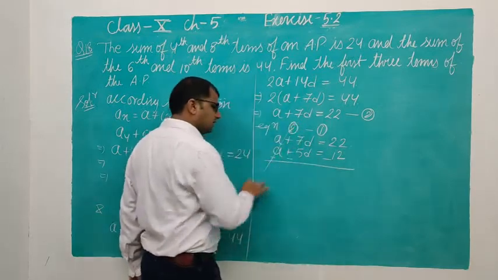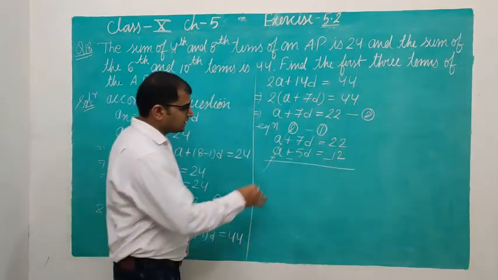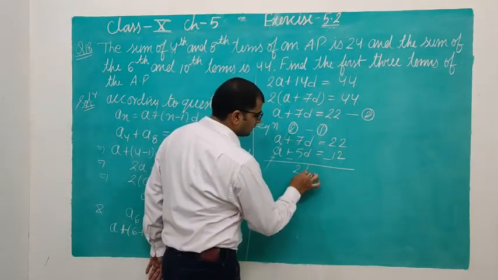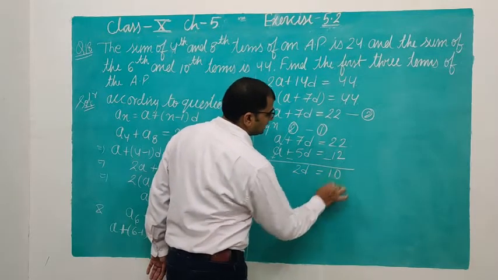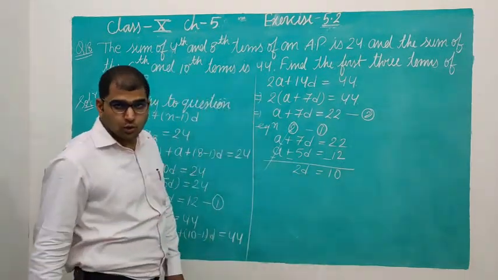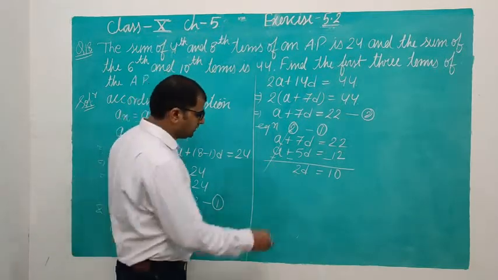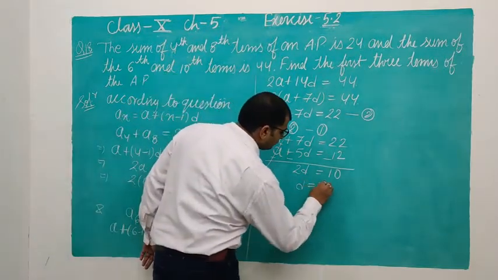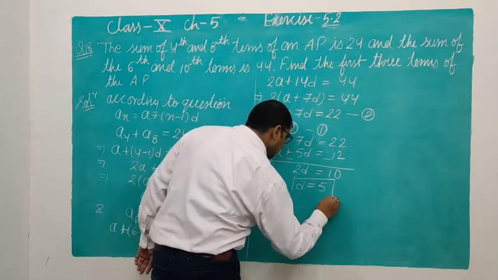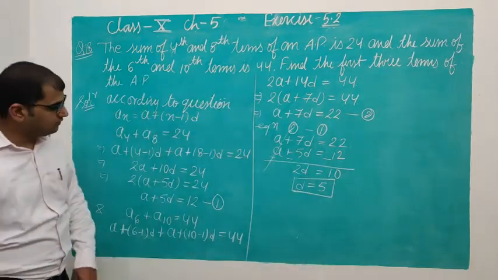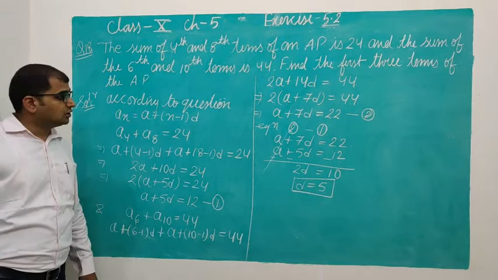So students, A to A cancel out. This one 7D minus 5D, that is twice of D, is equal to 10. Okay, then after dividing by 2 to that side, we get D equal to 5. So D का value कितना आ गया, 5. Got it? So find out the value of A.